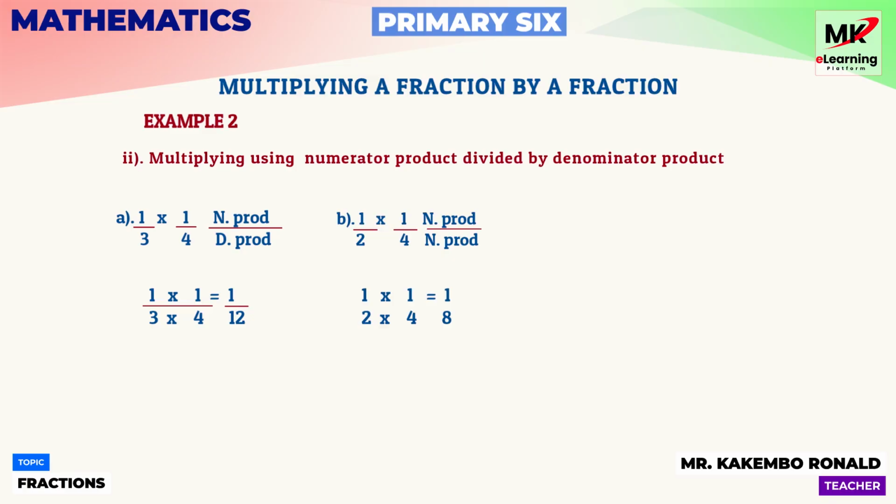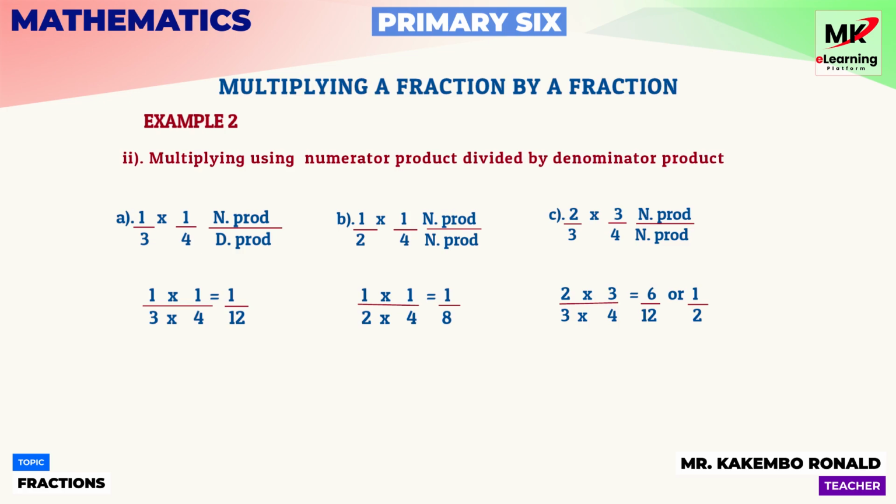Look at the other one: 2 out of 3 times 3 out of 4. I multiply the tops and I multiply the bottoms. 2 times 3 over 3 times 4. My answer is 6 out of 12. This number should be reduced. Divide by 6, bottom and top. Your answer will be a half.